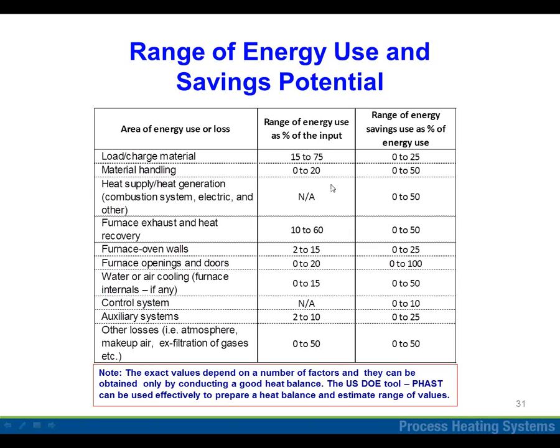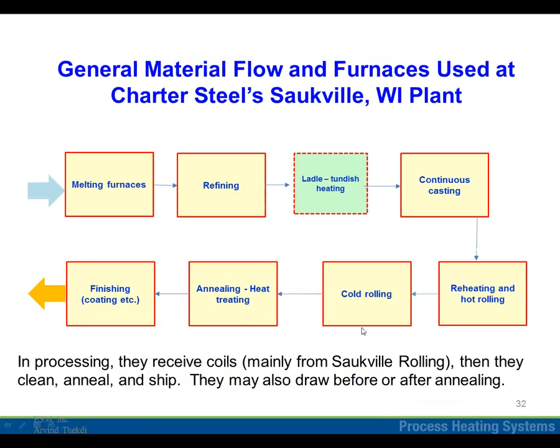Don't have to spend time on that, because we will actually look at your own furnaces and see what you can save in each one of these areas. In your case, this is what we figured out at this point: you have melting furnaces where energy is used, refining is used, ladle and tundish heating, not much energy used in continuous casting. Actually, it's a negative energy use, which we take away a lot of heat.